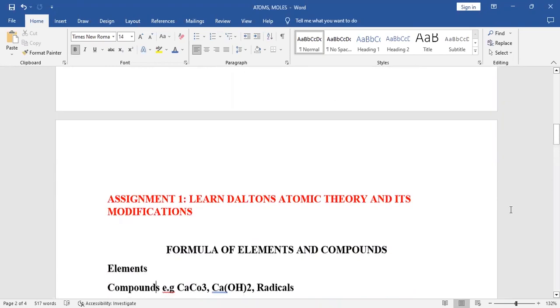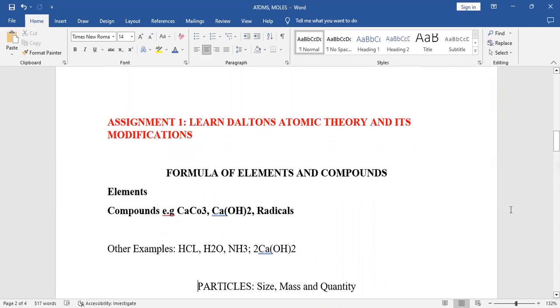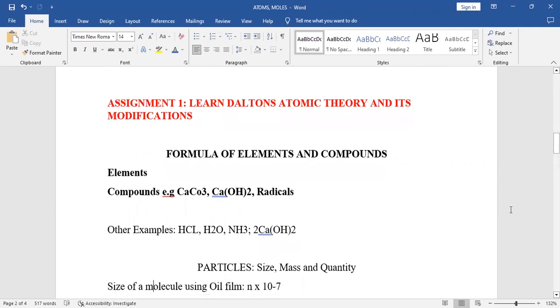So first assignment today, ladies and gentlemen, students, JAMB students of the Alpha tutors that are going to do very well in the exam, is that you're supposed to learn Dalton's atomic theory. John Dalton proposed an atomic theory, which can be summarized into about 5 points, and they have been modified. So I want you to go and learn those theories and the modifications, because they're important in the laws of chemical reaction we're going to see. So let's move on to formula of elements and compounds.